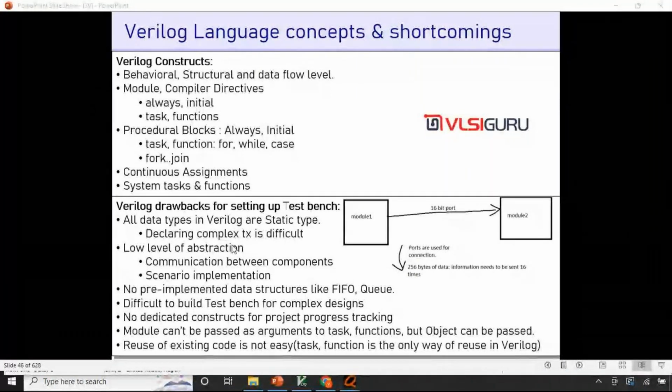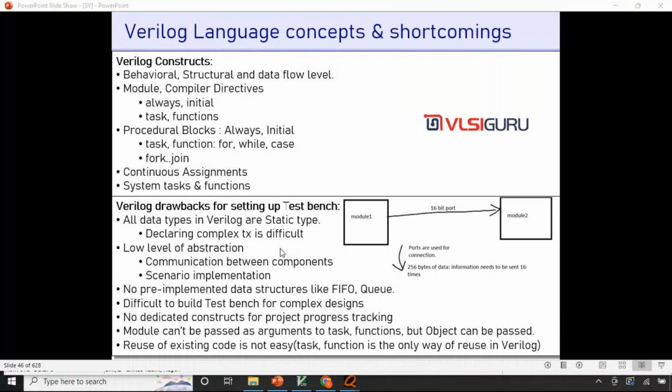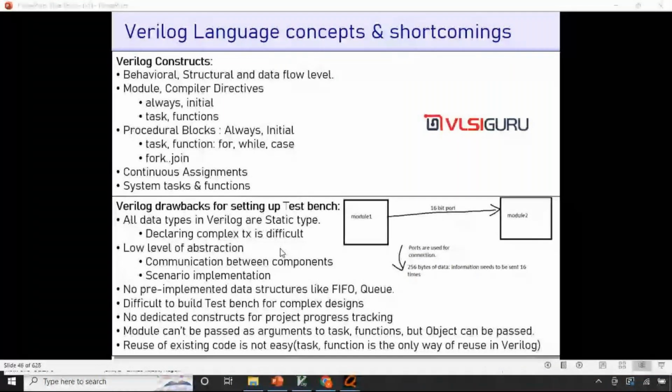Next, because it is static in nature, declaring complex transactions is difficult. Complex transactions many times require us to increase the size, decrease the size, dynamically you want to do. SystemVerilog can do it efficiently.